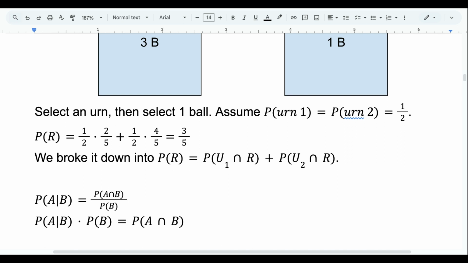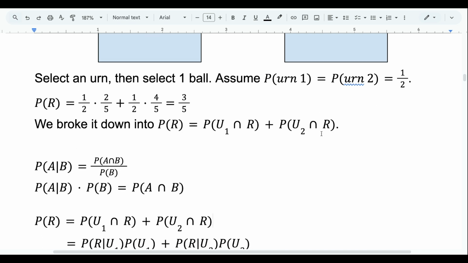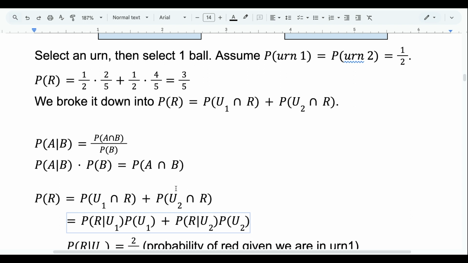Now, recall the conditional probability formula. The probability of A given B is equal to the probability of the intersection of A and B divided by the probability of B. Cross multiplying in this formula gives us that the probability of A given B times the probability of B is equal to the probability of the intersection A and B. So the probability of red is the probability of the intersection U1 and red plus probability U2 and red.